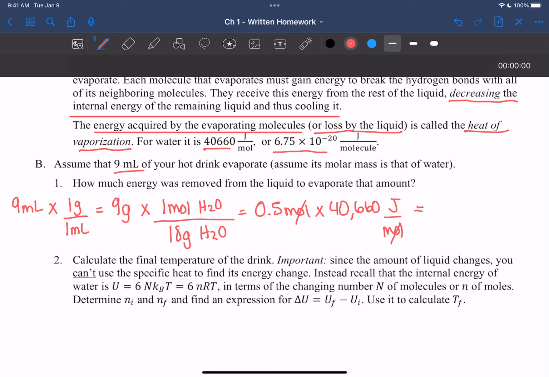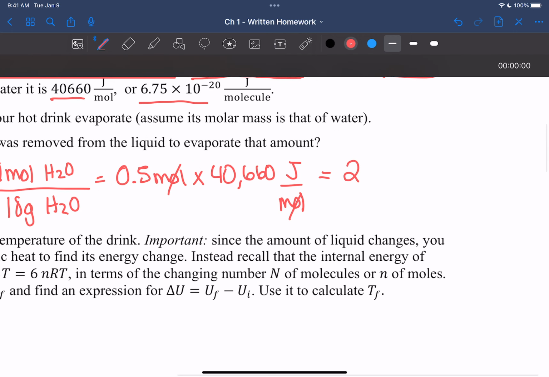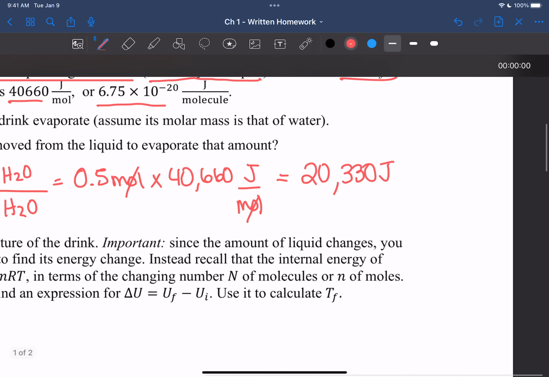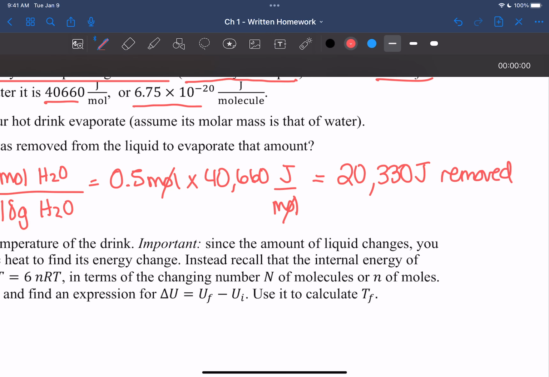Does anyone have that specific value calculated out? I will take your word for it, because I don't have this calculated. All right, seems that's the consensus in the chat as well, that it's 20,330. All right, so 20,330 joules removed. So I would say removed there, to indicate that this is a loss of energy in that case.